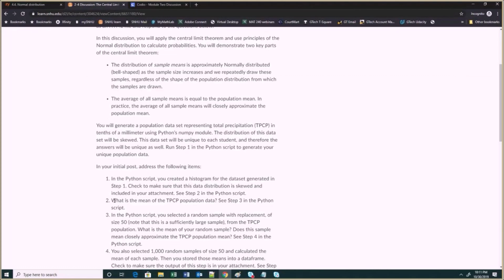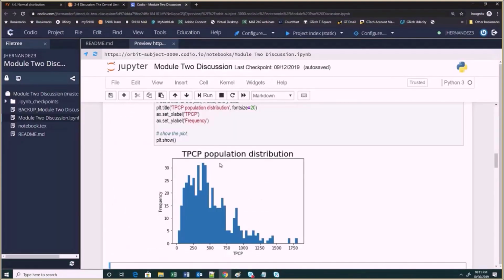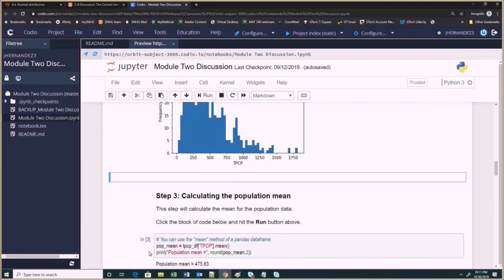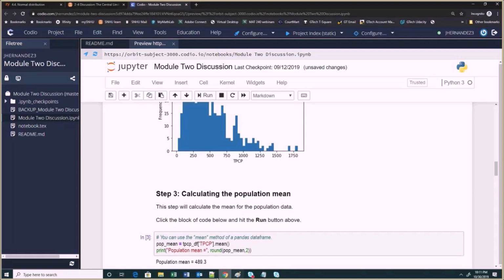What is the mean of the population data that was generated here? See step 3. Step 3 will calculate the population mean. Recall that in step 1 we generated the population data, in step 2 we visualized the population data, and in step 3 we will calculate the mean of that data set. So let's calculate the mean, and the mean is 489.3. So the mean of the data that we generated is 489.3. That is the population mean.